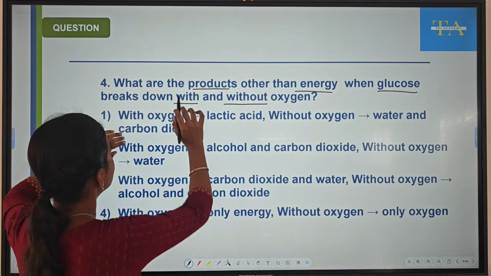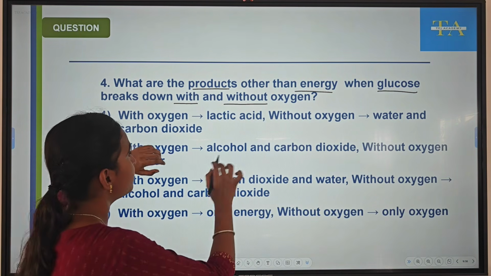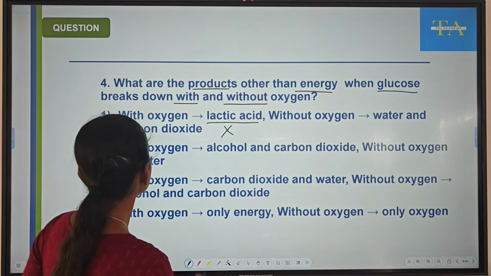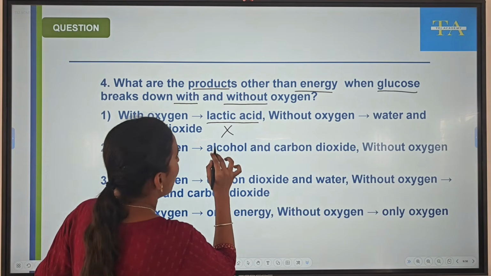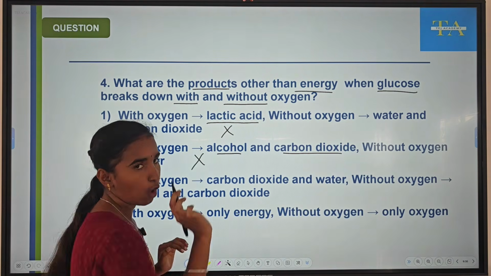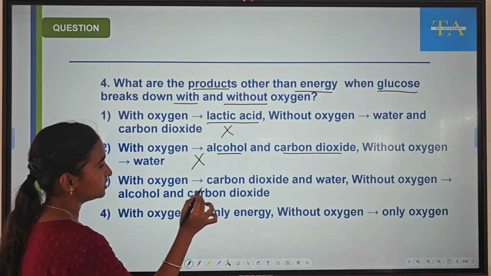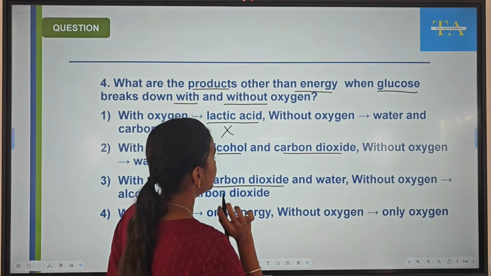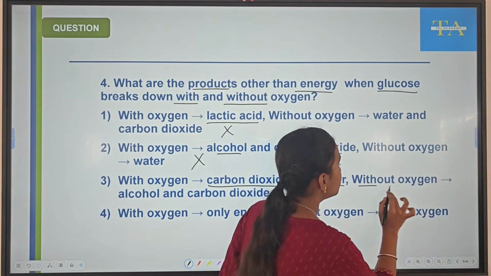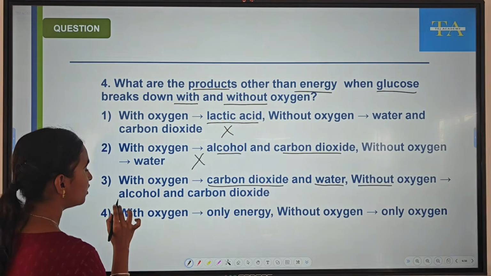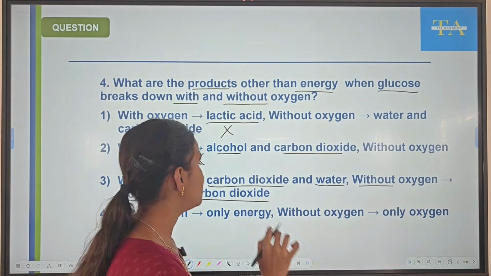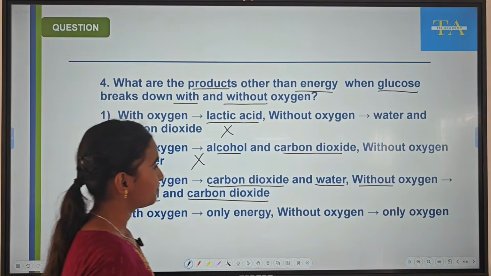First we'll find with oxygen it will be broken down into lactic acid. No, this is wrong. With oxygen, alcohol and carbon dioxide. This is also wrong. With oxygen, glucose will break down into carbon dioxide and water. This is right. And without oxygen, glucose will be broken down into alcohol and carbon dioxide. So this is our right option.